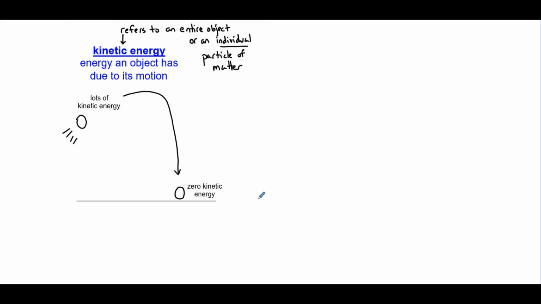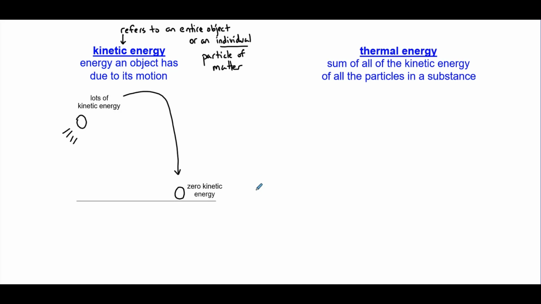Now the next thing we need in your notes is a bit about energy. Kinetic energy is the energy an object has due to its motion, and this could refer to an entire object like a baseball, where it's got a lot of kinetic energy as it flies through the air, but then it has zero kinetic energy when it's back resting on the ground. Now, kinetic energy can also refer to the energy of an individual particle of matter, like those water molecules back in the demonstration. Now, a different but related kind of energy is thermal energy, and that's the sum of all the kinetic energy of all the particles in a substance. Get that idea in your notes, and let's move on.